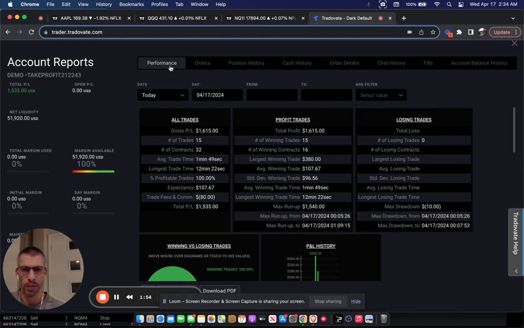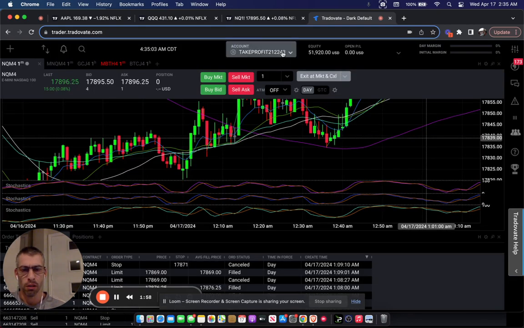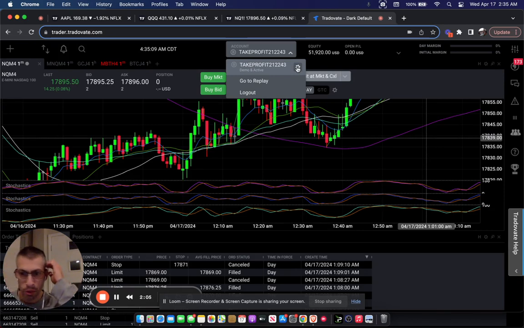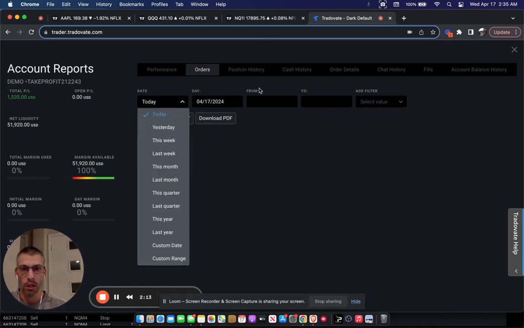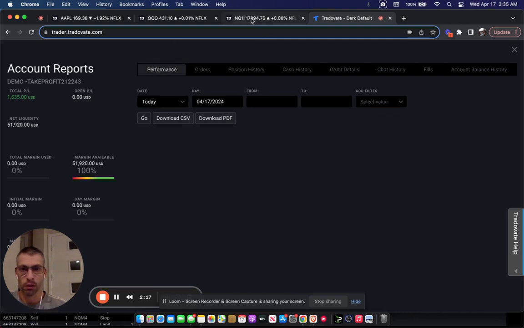This is cool information. If you're in your Tradovate account, it doesn't matter if you're trading with Apex, Take Profit Trader, whatever prop firm you're using. If you're using Tradovate, you just hit this little thing and it'll show you all position history on a date. You can do a date range. It's really cool. So anyway, let's get to it.